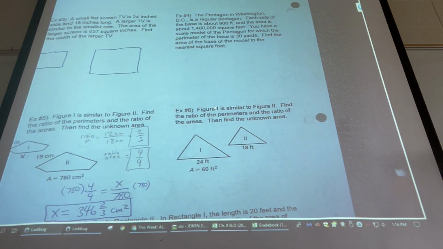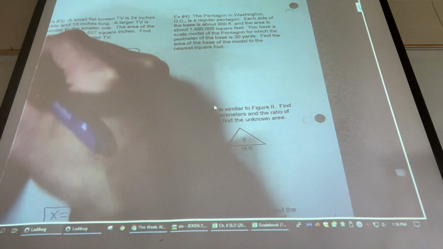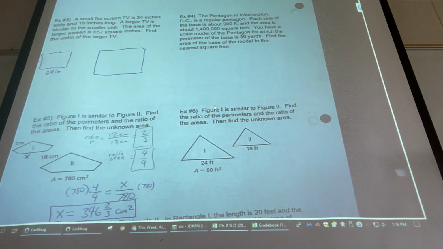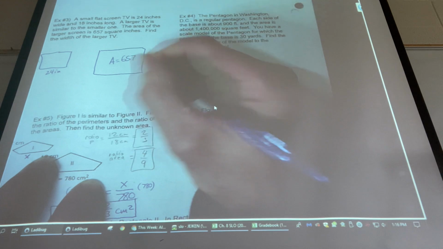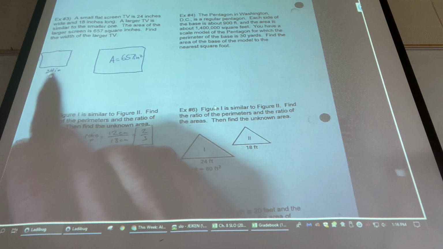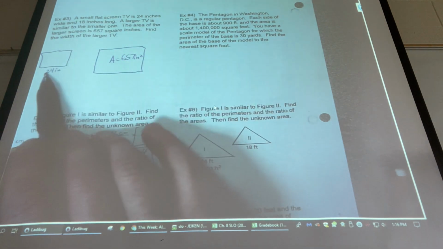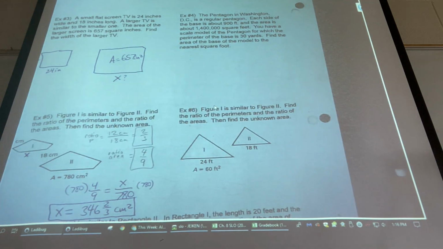What do we know on the small TV? 24 by 18, don't we? What do we know on the larger TV? The area is 657 inches squared. And what are we trying to find? The width of the larger TV. So did I make this the width? 24 inches wide, yeah. So aren't we trying to find this right here? Yes.